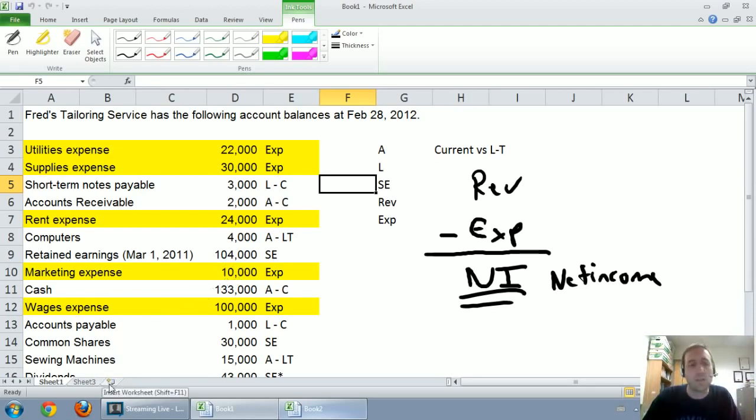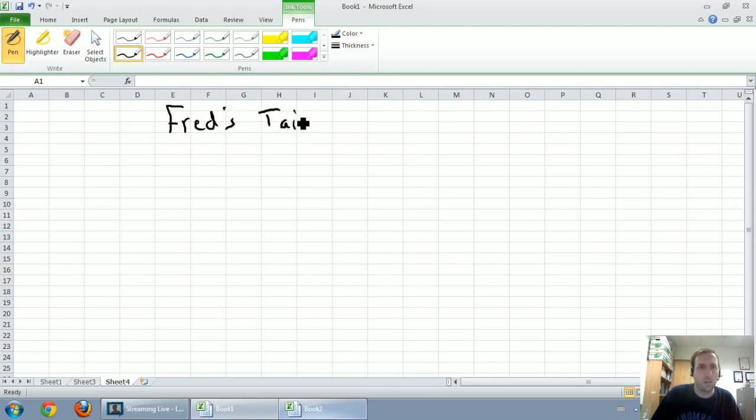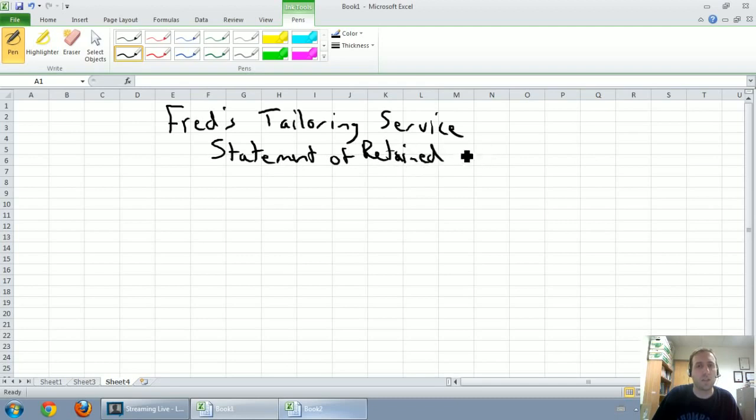What I'd like to do is start with a title. Let's title this with the name of the company, as we're getting in the habit of doing, and the name of our company is Fred's Tailoring Service. Then the name of the financial statement, the Statement of Retained Earnings. This is all supposed to be centered. I can see it's going to be off center. I should have started a little bit further to the left. So: Fred's Tailoring Service, Statement of Retained Earnings.